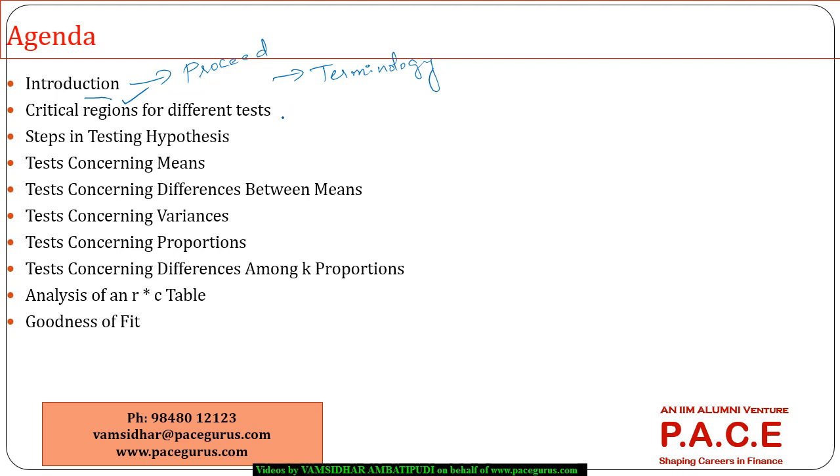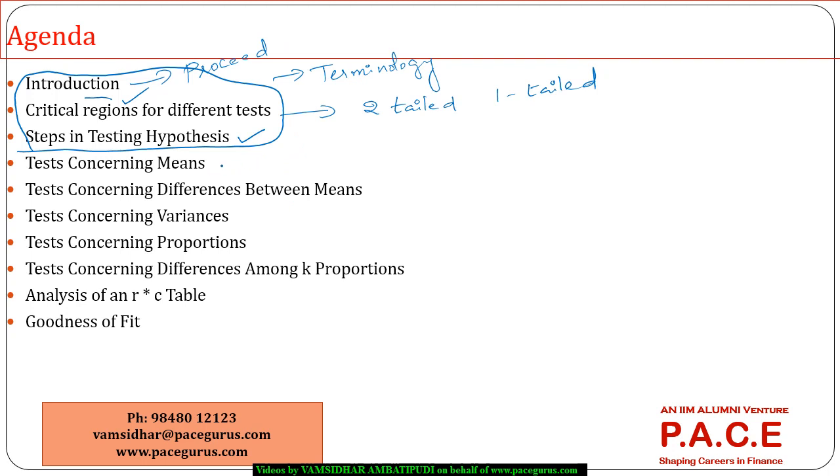Here we will talk about different types of tests, which are otherwise called a two-tailed test or one-tailed test. What do we mean by a two-tailed test and a one-tailed test, and how do we look at the critical region in each of these tests? What are the detailed steps that are involved in testing a hypothesis? This is the introductory part, which is common for all kinds of tests.